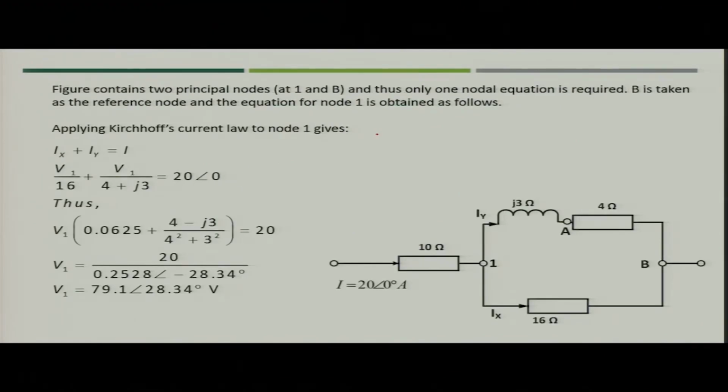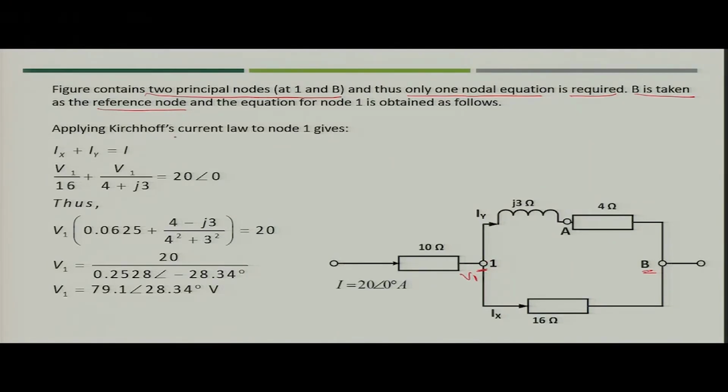So, how you will solve? You have to again find out the principal nodes. So, what are the principal nodes? The principal nodes here are 1 and B, because these are the only two nodes where the number of branches connected are 3. Now, out of that only one nodal equation is required, because you have taken B as a reference node. So, you need to write only one equation to solve the voltage at node 1, that is V1.